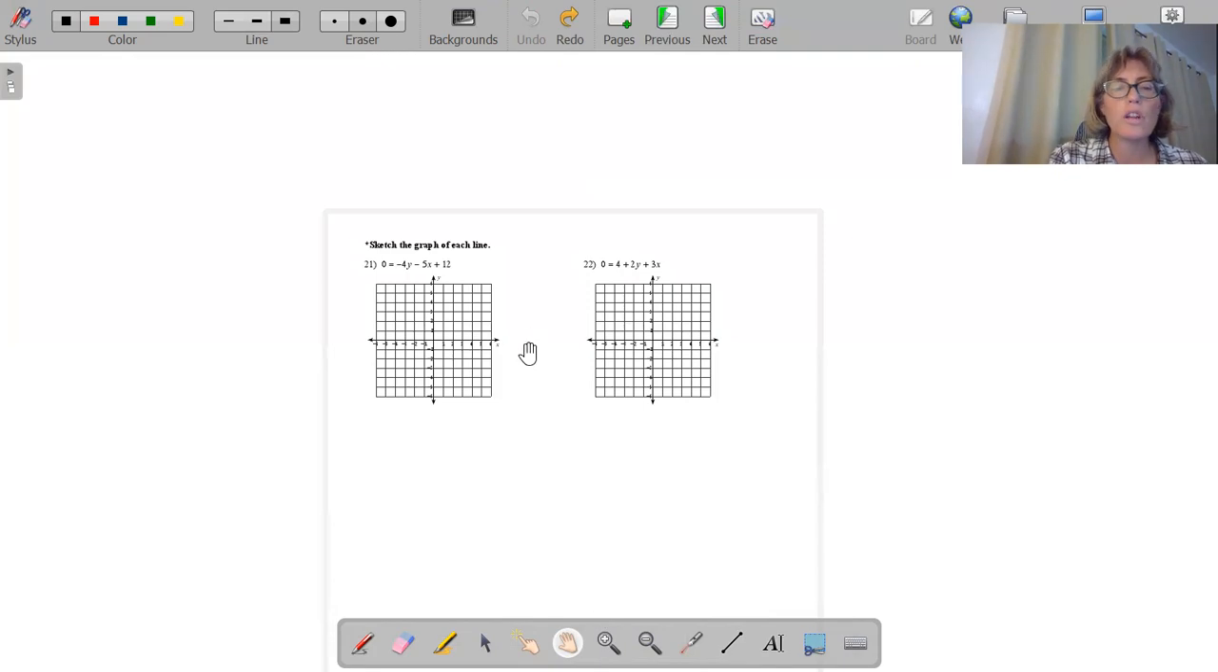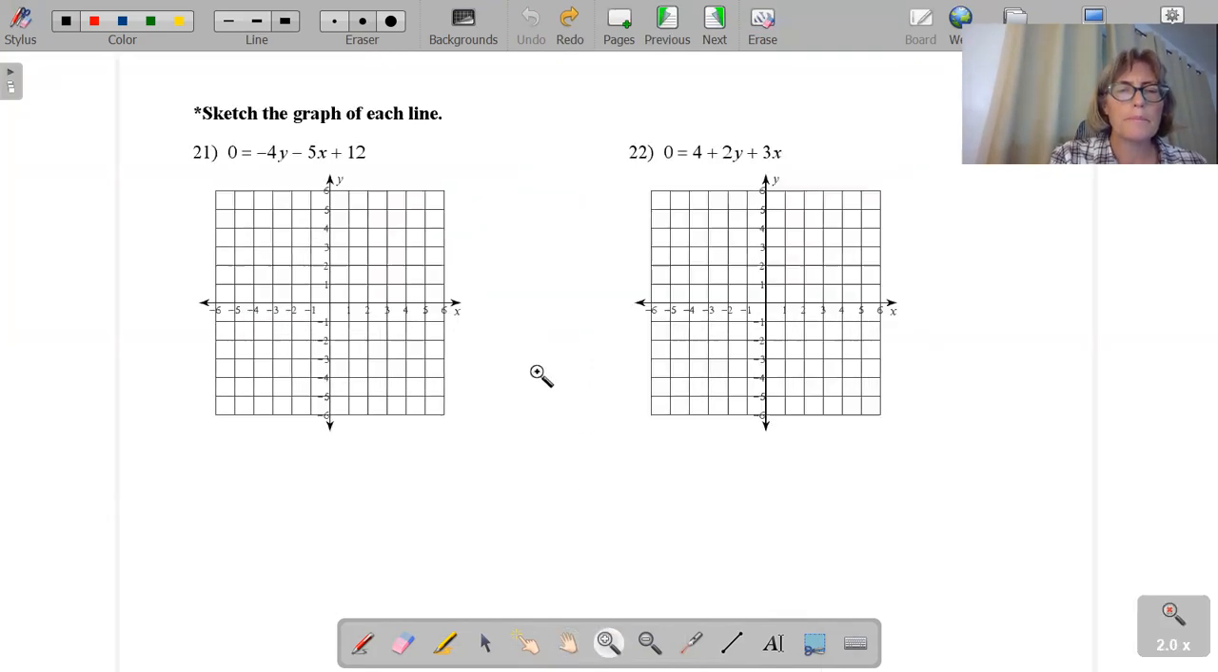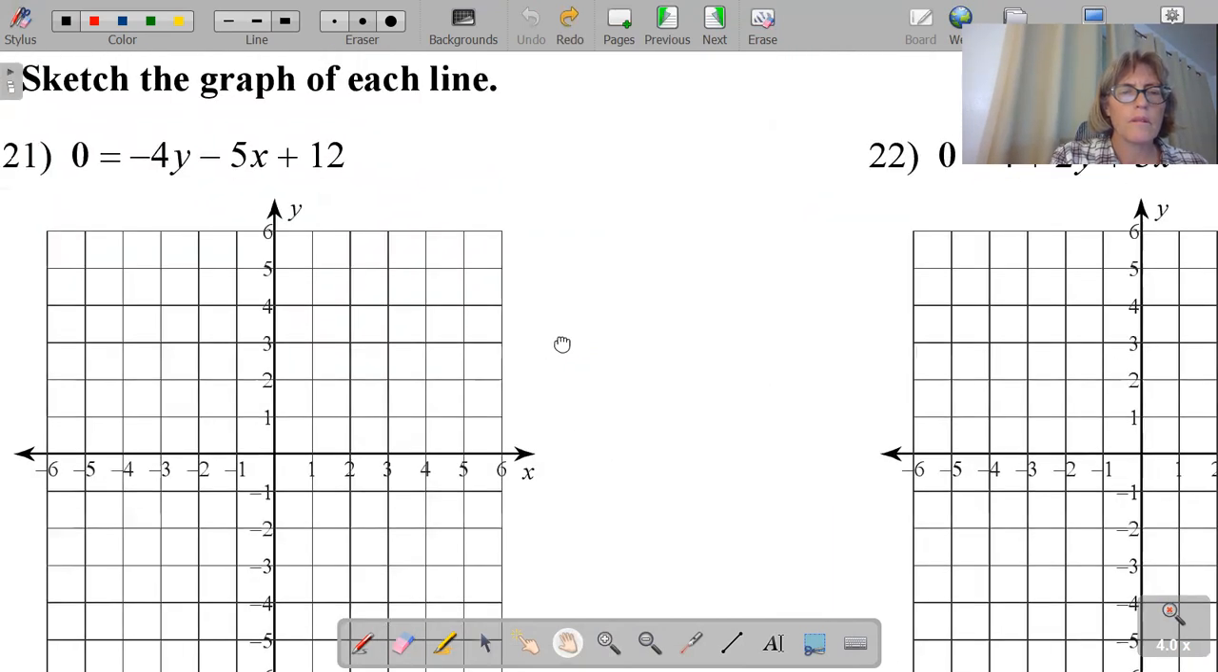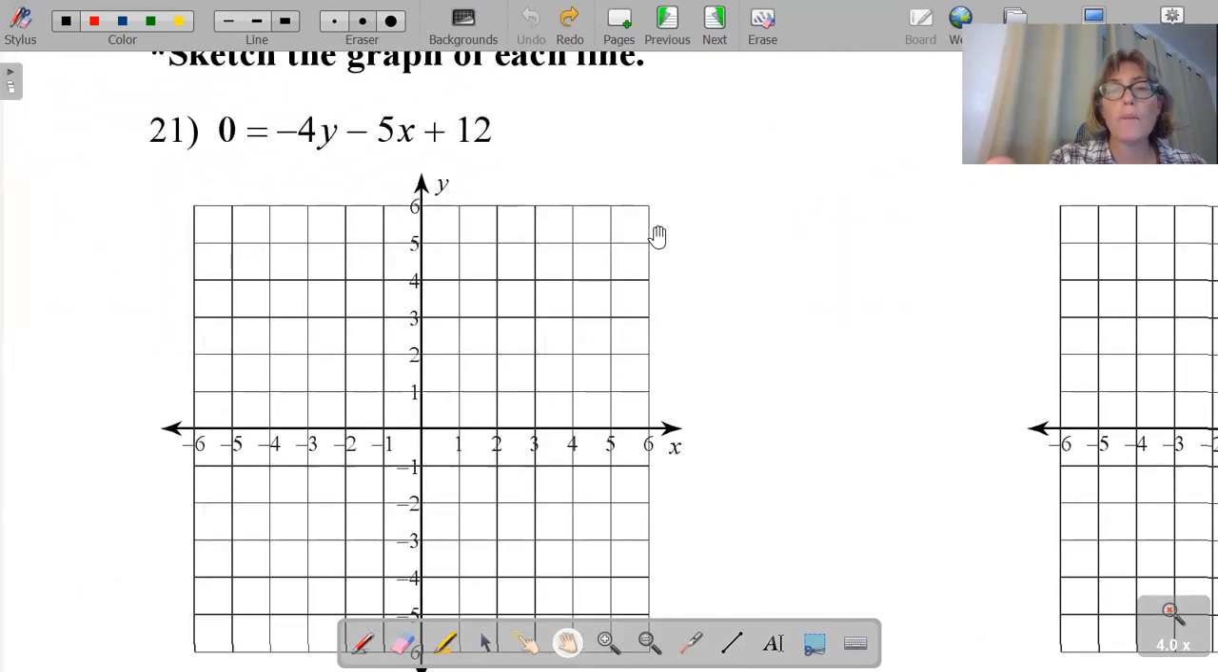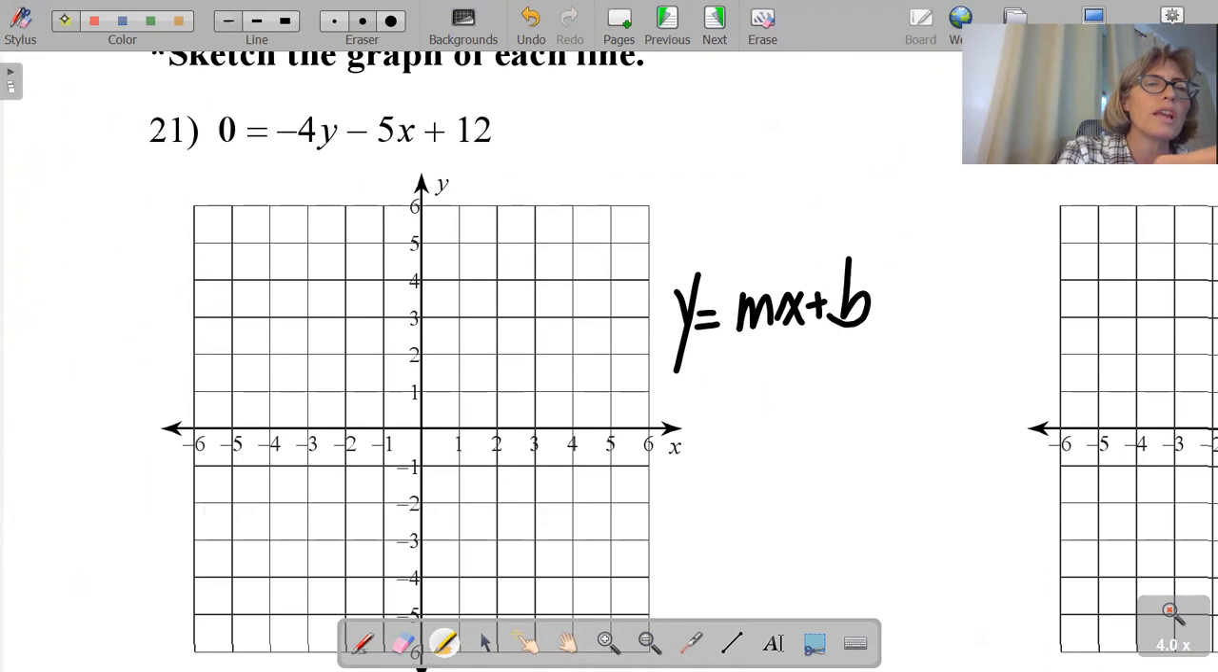Sketch a graph of each line. To sketch a graph, you need to get y by itself. So the goal is to get y by itself so that you can get it into y equals mx plus b. So for this first one, what we're going to do is bring that y over to the other side to get it by itself.